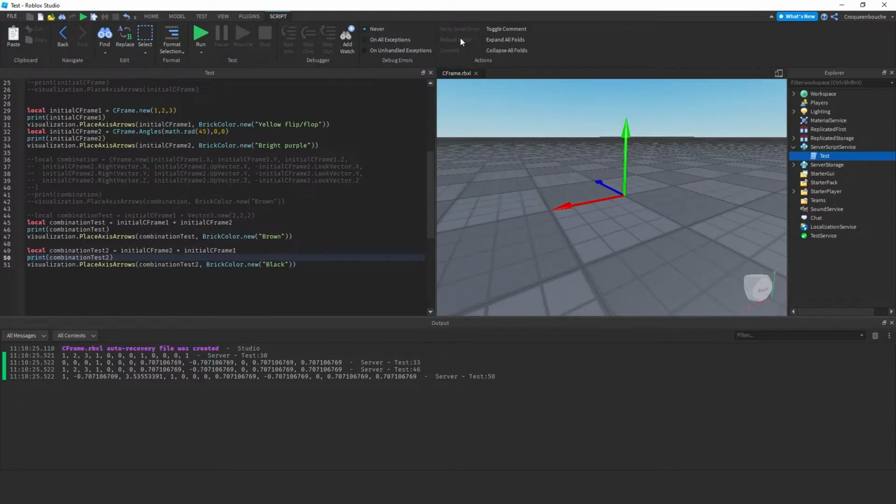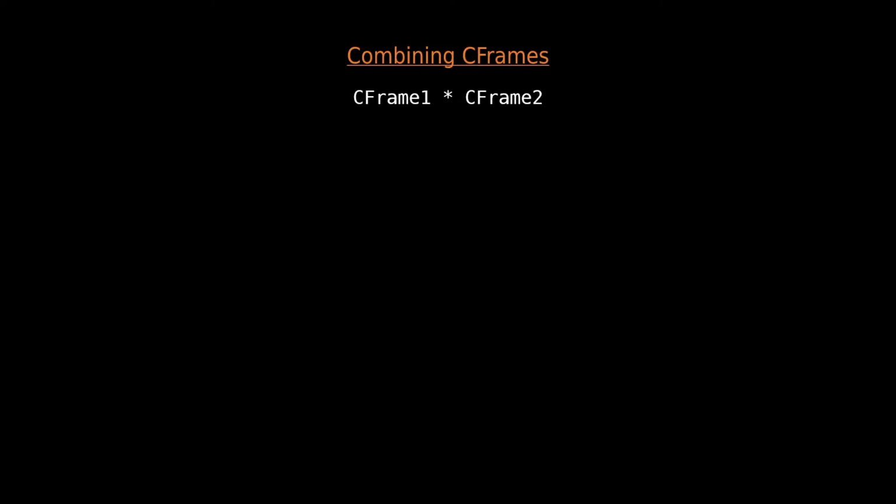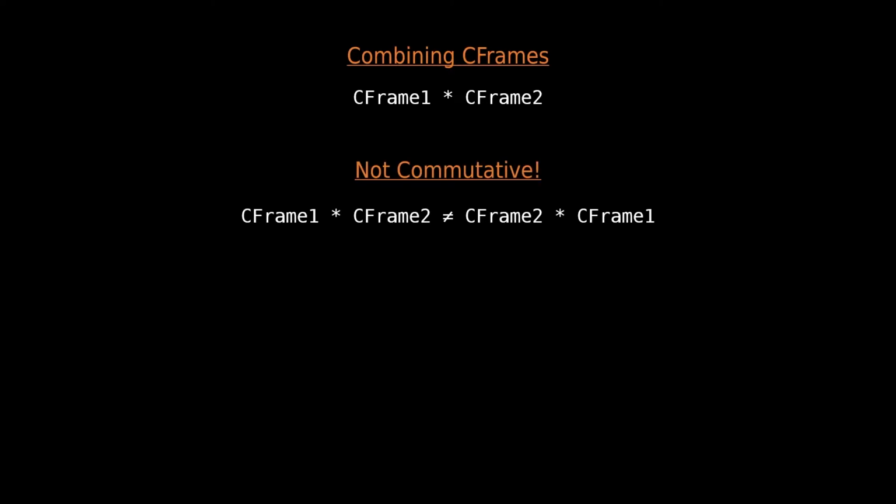Multiplication order matters. So why could this be happening? For combining CFrames, we use multiplication, but it is not commutative. Meaning that CFrame 1 times CFrame 2 is not the same thing as CFrame 2 times CFrame 1. We have just seen that in Roblox Studio. Let's do an explanatory demonstration here.